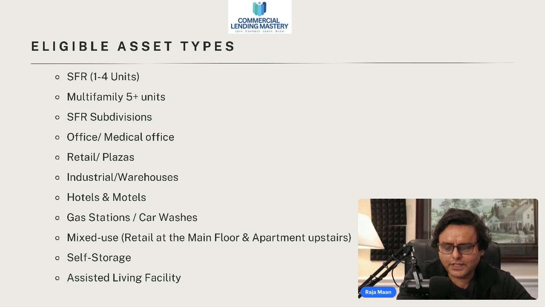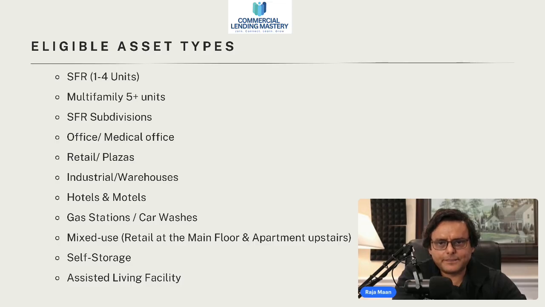Gas stations, car washes. Again, these asset types we do under SBA and USDA. Mixed use, retail on the main floor and apartments upstairs. This is also a very good asset type, and we consider this one of the top assets. We can go up to 75 to 80% loan to cost. Self storage, assisted living facilities, they're usually under SBA or USDA.